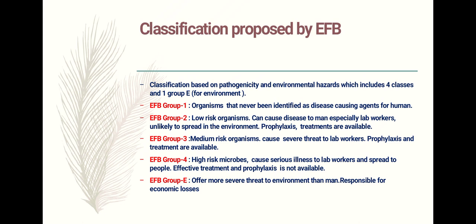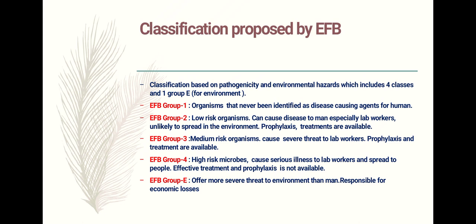Then EFB group 2, it is considered as low risk organism. That means they cause disease to man, especially the person who is working in the lab. They are unlikely to spread in the environment and prophylaxis and treatment are available. Then the EFB group 3, it is the medium risk organisms. This one causes severe threat to the lab workers, and the prophylaxis, that is the preventive measures and treatment are also available for this group.